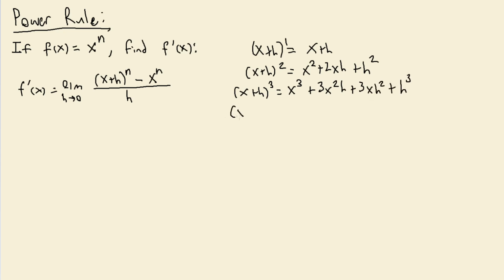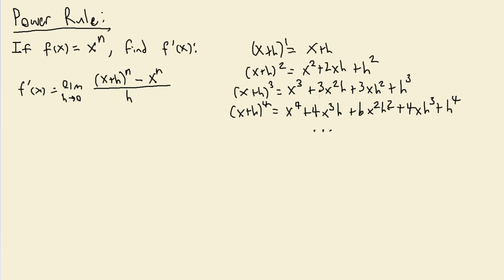And you could do this further. You could get x plus h to the power of 4. And that would be x to the power of 4 plus 4x cubed h plus 6x squared h squared plus 4x h cubed plus h to the 4th. And you can keep going in this fashion. We clearly cannot do this for some arbitrary value of n, because that will extend on forever. And so we need to think of some way to generalize this expression.